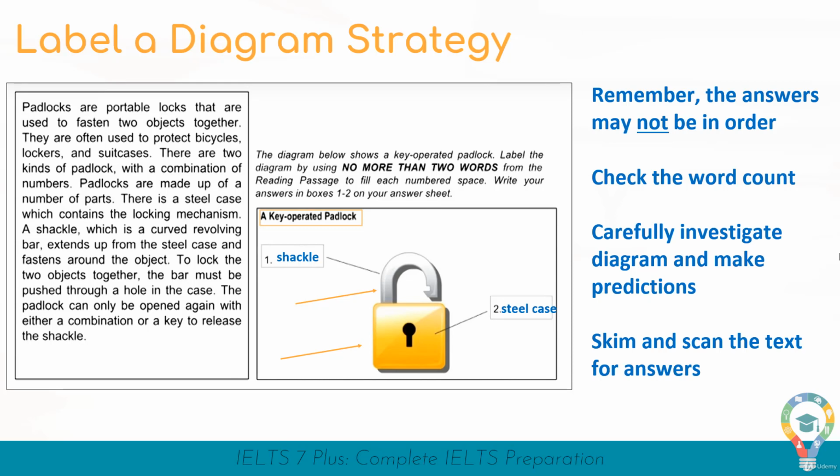One more time, let's quickly go through the strategy. So remember that answers may not be in order. Check the word count carefully, as you should do for every question type. For a label the diagram question, you need to firstly investigate the diagram very carefully and make predictions on the language that may be used to label each part. Then move to the passage and skim and scan for possible answers.